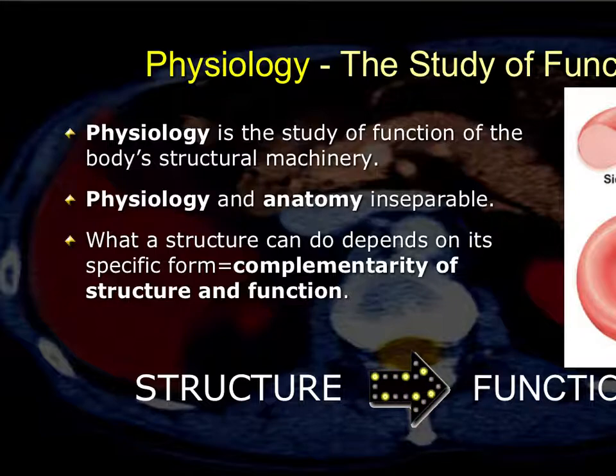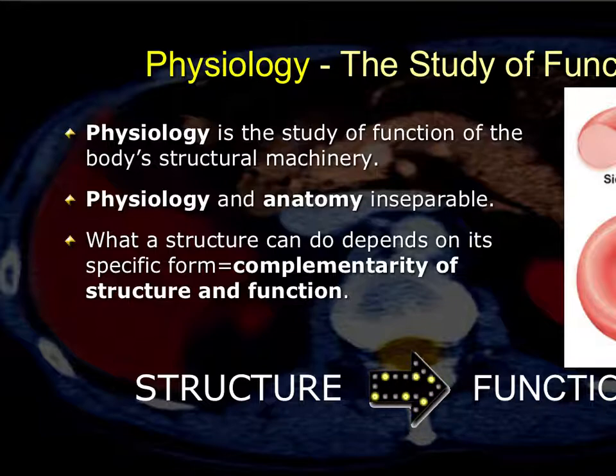So we say that what a structure can do depends on its specific form. So they have a complementarity of structure and function. Okay, so complementarity is how structure and function are related. Okay, so a way to remember this is the shape of the glob determines the job. Okay, so the shape that something has determines what it can do.